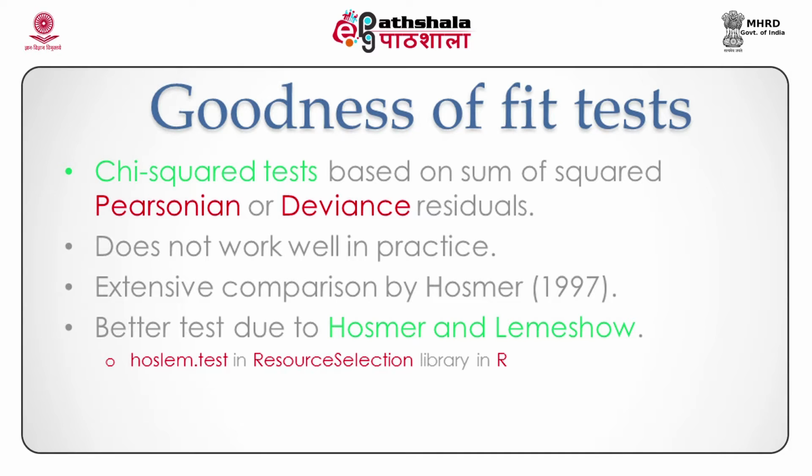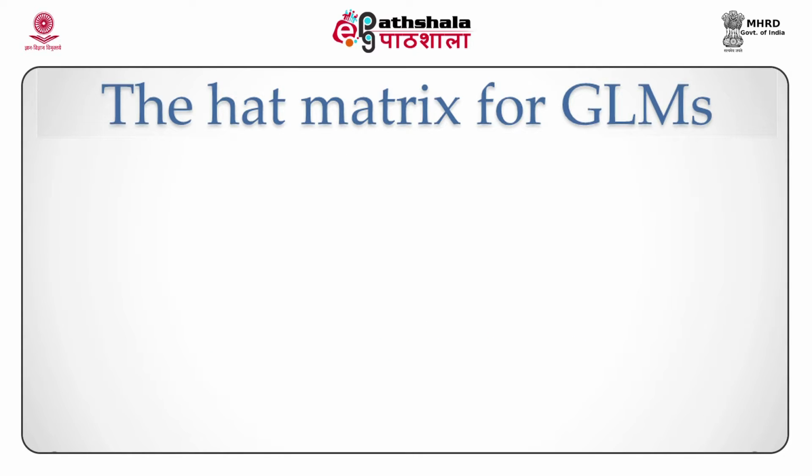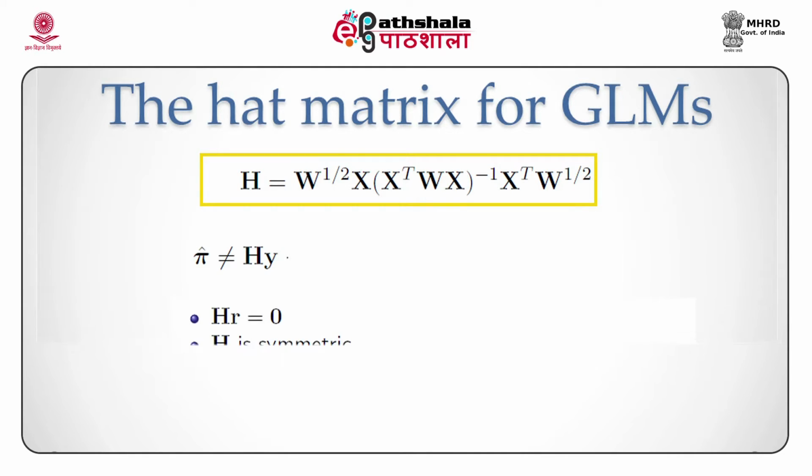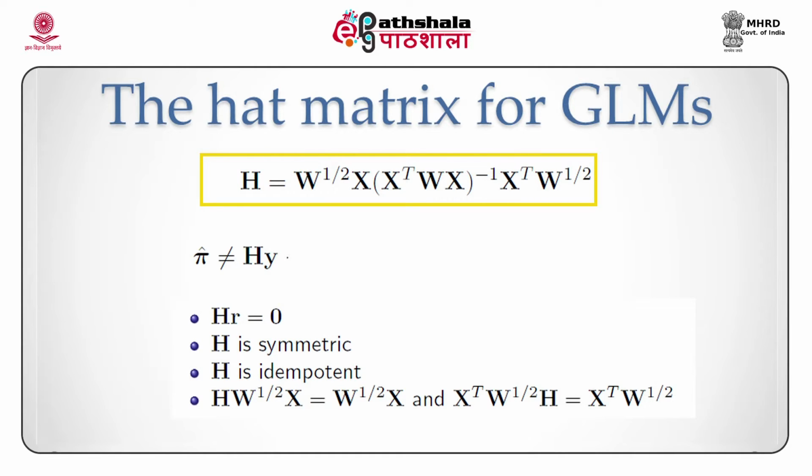Next, let us move on to the concept of the hat matrix. You are already familiar with the concept of a hat matrix for linear models and have seen that this is given by X (X prime X) inverse X prime, where X denotes the design matrix. The hat matrix for GLMs is given by H equal to W to the power half X (X prime W X) inverse X prime W to the power half, where W is the inverse variance or the weight.